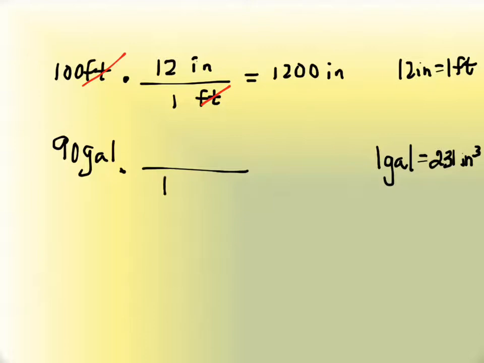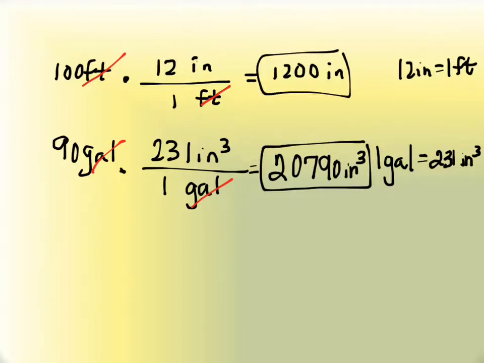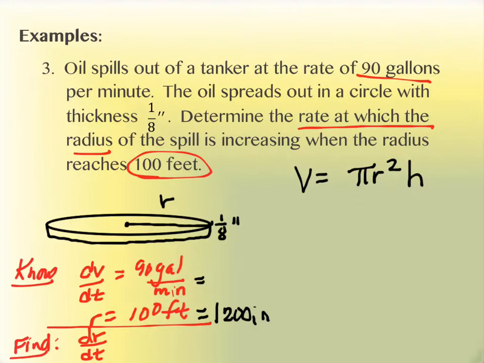So on this one, the gallons are going to go on bottom right, and then the 231 cubic inches will go on top. So my gallons will cancel, and you're going to find out for me what is 90 times 231. 20,790. All right, so these are the two quantities that we needed in order to be able to use this problem. 20,790 inches cubed, and then 1,200 inches.